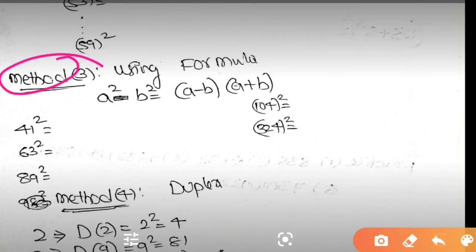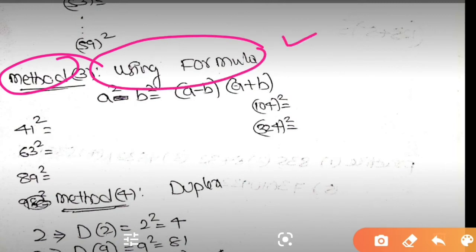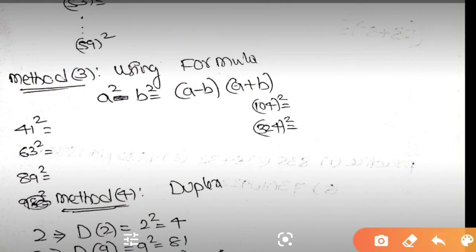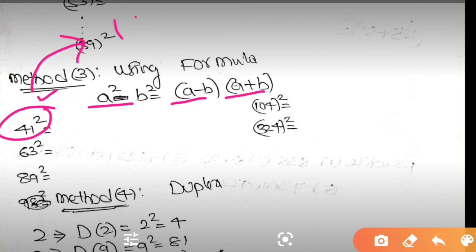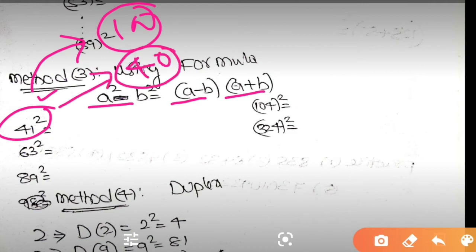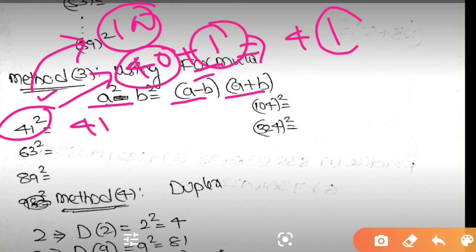Third method: by using this formula we can calculate squares very easily. The formula is a squared minus b squared equals a minus b into a plus b. If I want to do 41 squared, this 41 is far from 100 and near to 40. If we increase 40 by 1, that is 40 plus 1, we get 41. That's why I am writing 41 whole squared, minus 1 squared plus 1 squared.